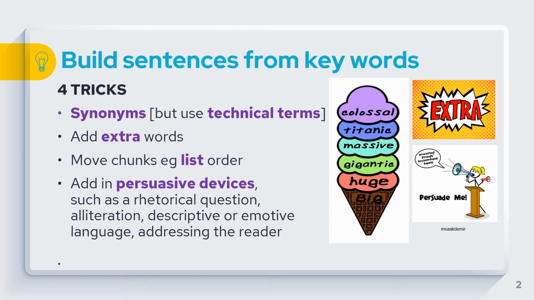It's another good trick to move chunks around. Something that was at the end of the website text you found, you move it to the middle. And my really sneaky trick that works beautifully is add in a few persuasive devices of your own, such as a rhetorical question, some emotive language, that sort of thing. Because even though you're writing a factual text, when you add in these persuasive devices, it's really going to make it look very different.